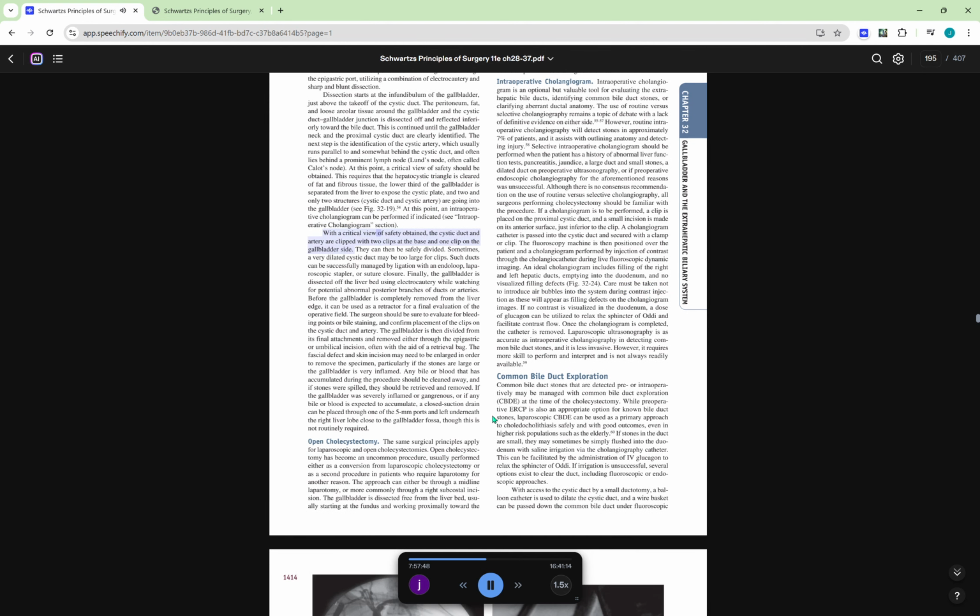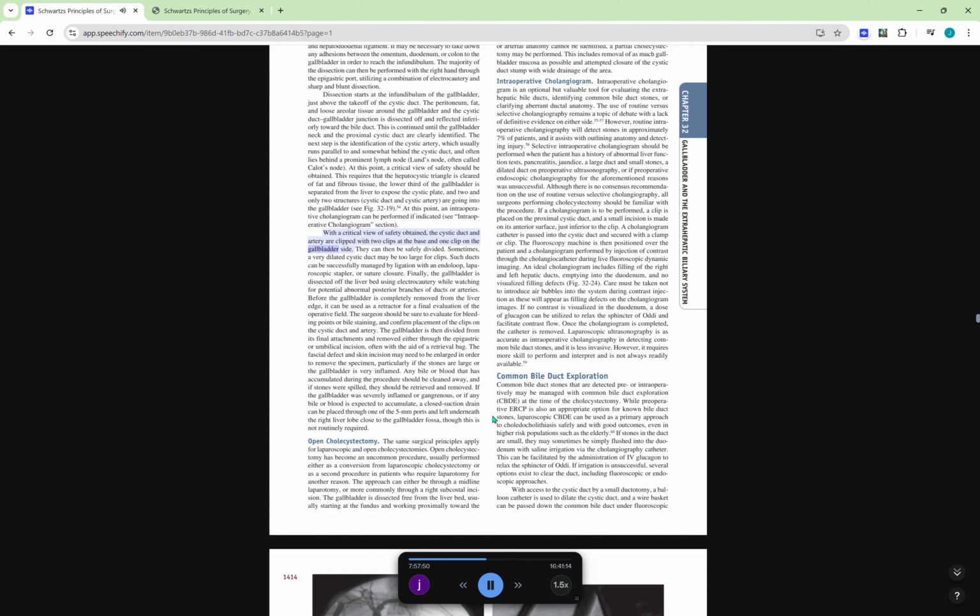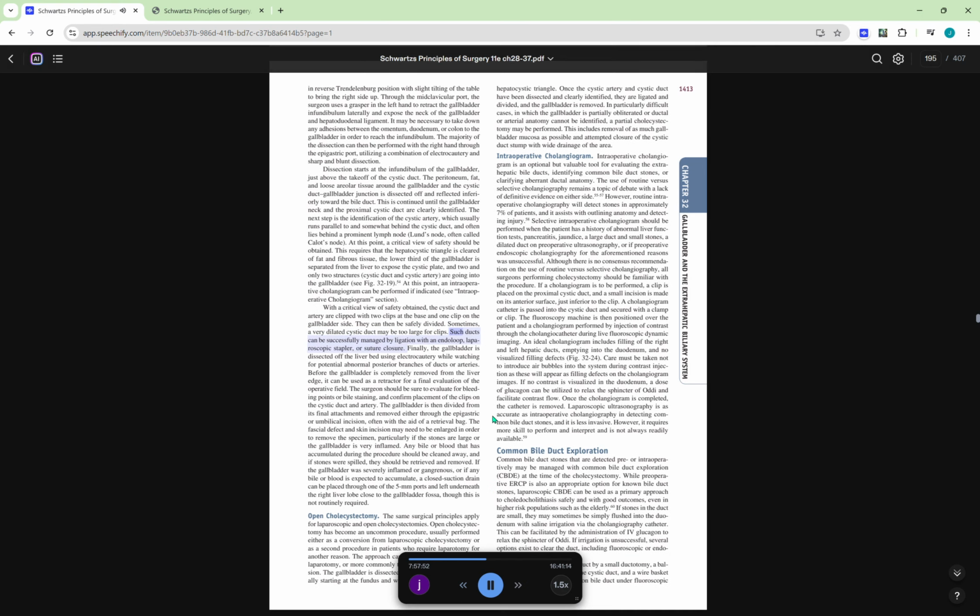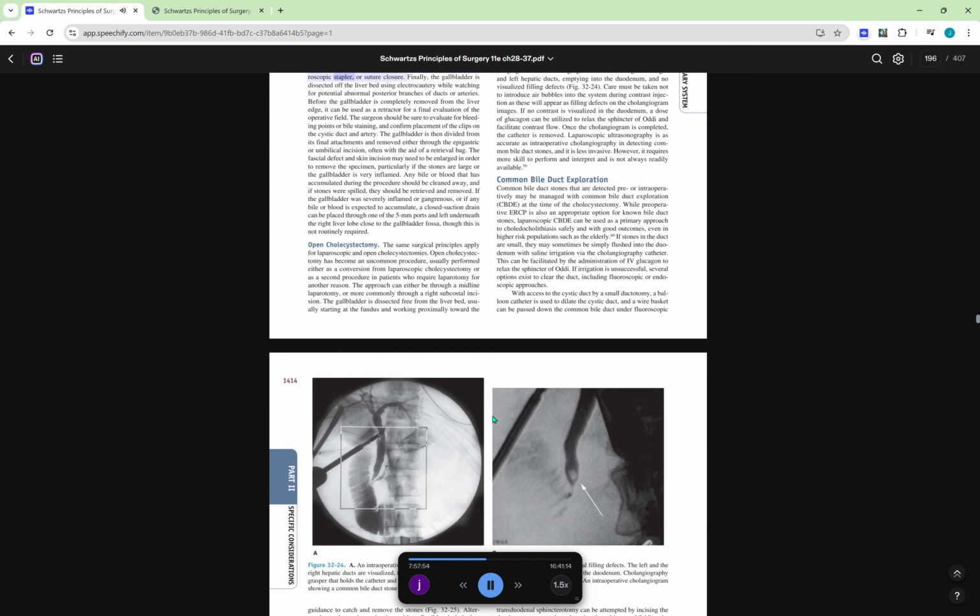With a critical view of safety obtained, the cystic duct and artery are clipped with two clips at the base and one clip on the gallbladder side. They can then be safely divided. Sometimes a very dilated cystic duct may be too large for clips. Such ducts can be successfully managed by ligation with an endoloop, laparoscopic stapler, or suture closure.